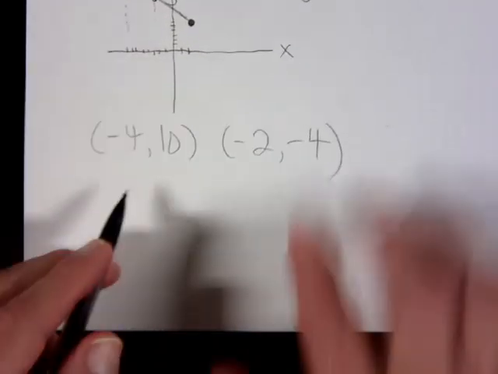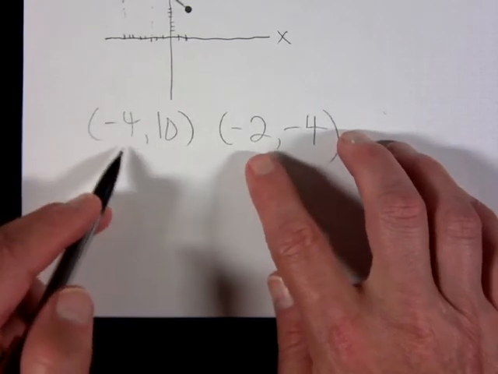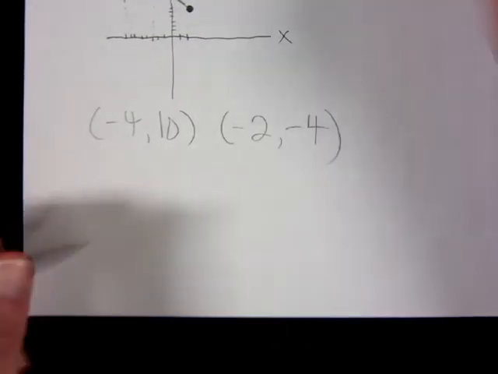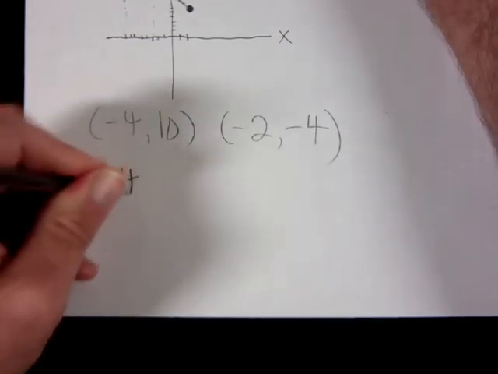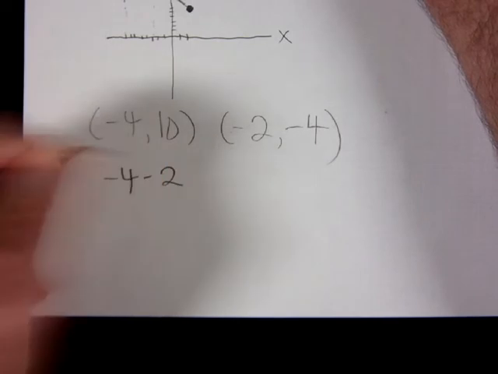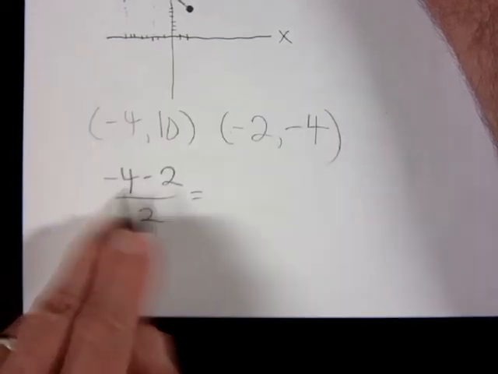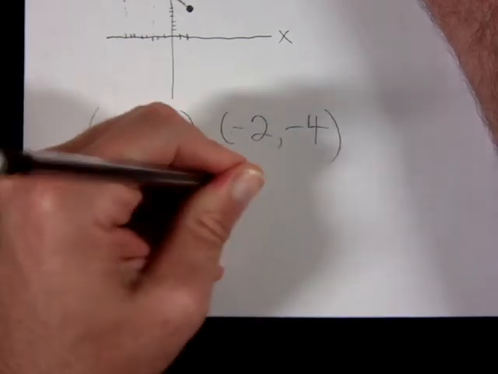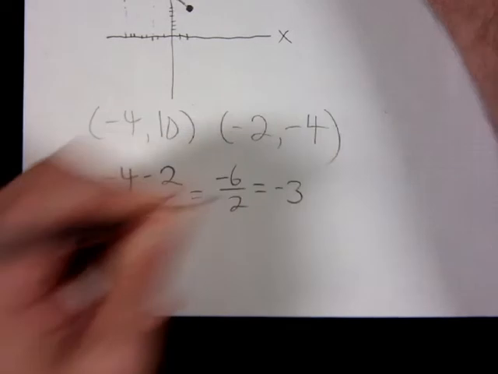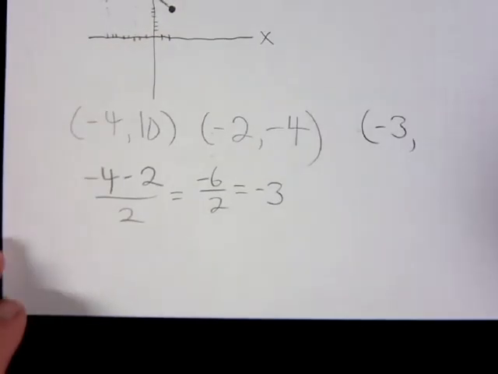So the next one, I want to find the midpoint between these 2 points. So again, you're going to take the x values, put them together, divide by 2, and the y values, put them together, divide by 2. So what are my x's? My x's are negative 4 and negative 2. So I'm just going to do negative 4 minus 2 divided by 2. So negative 4 minus 2, that's going to leave me with negative 6. And when I divide that by 2, we get negative 3. And so negative 3 is the x value of the midpoint.